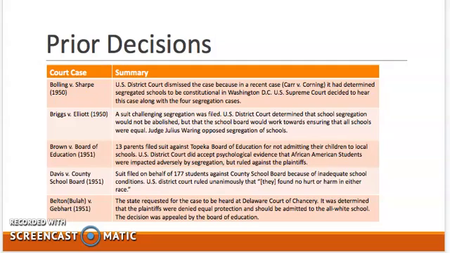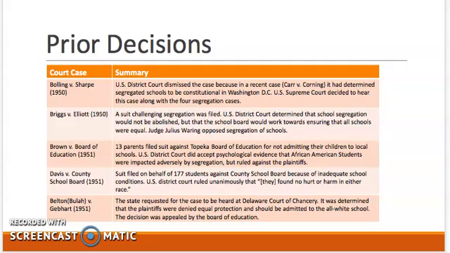In Briggs versus Elliott, a suit challenging segregation was filed. The U.S. District Court determined that school segregation would not be abolished, but that the school board would work towards ensuring that all schools were equal.